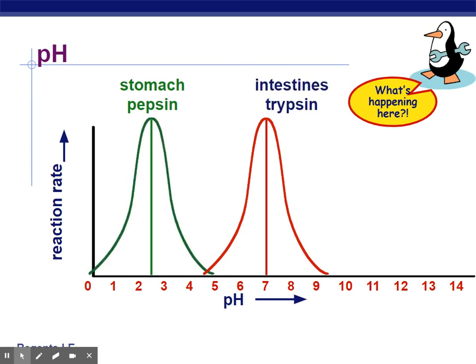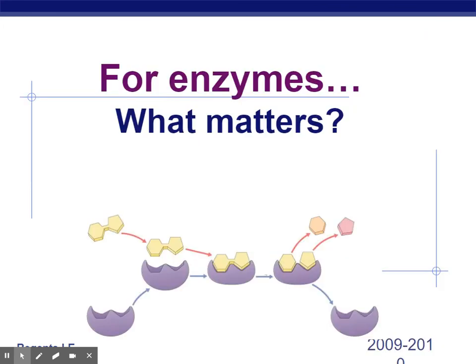So this is showing us pepsin and trypsin and how they vary from that center area. Pepsin is going to work the best at a very low pH because it exists in the stomach where it's very acidic. And trypsin is going to be found in the small intestine where it's a little more basic. There's not so much acid there. And it functions best at a pH of 8. So for enzymes, what matters? It's the shape that matters. It's very important.